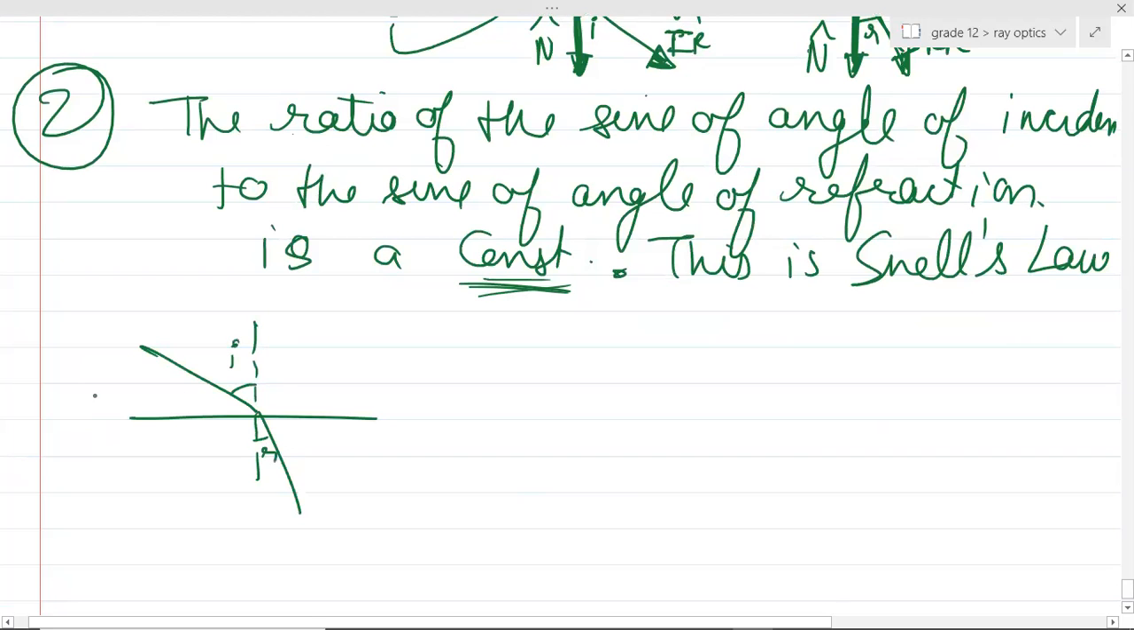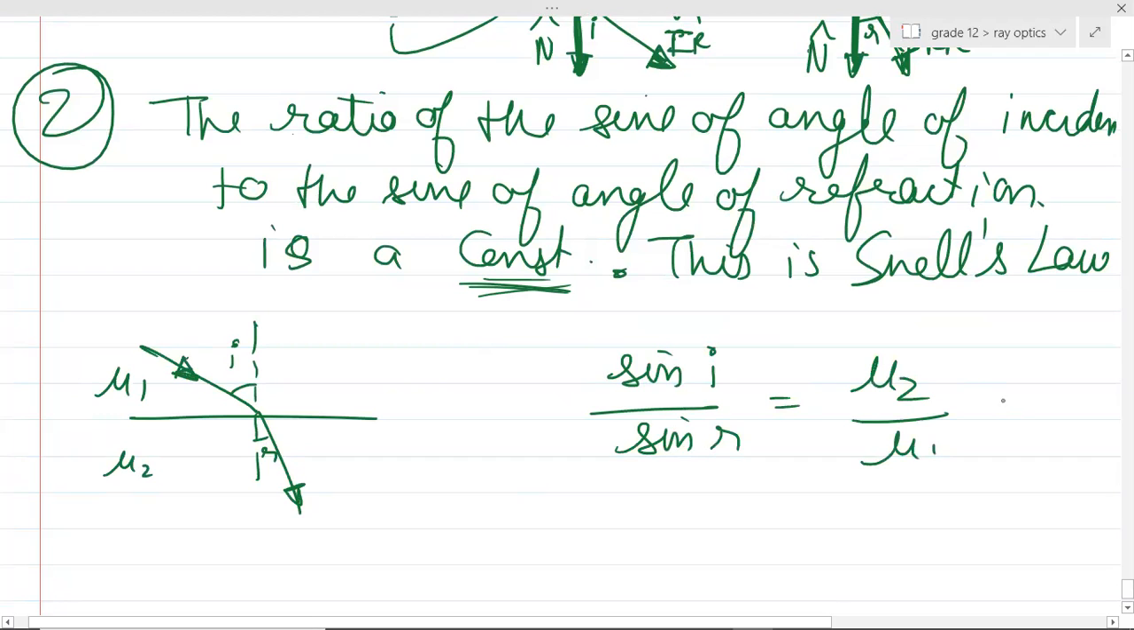Suppose this is r, this is mu1, and this is mu2, okay? So according to Snell's law, the ratio of sine of angle I to the sine of angle R is equal to mu2 upon mu1, and this is basically mu2 with respect to 1. You remember? Refractive index of medium 2 with respect to 1.